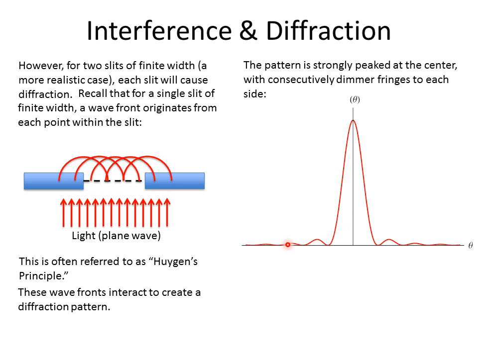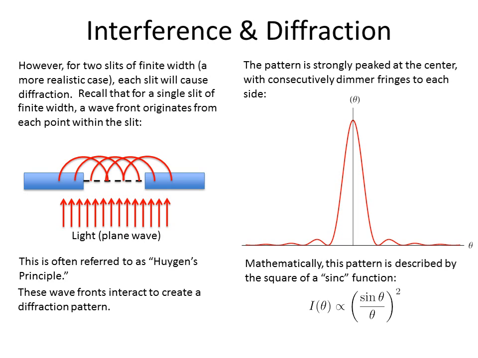So we get this wonderful pattern. It's called a sinc function, and it has the form where the intensity is proportional to the quantity sine of theta over theta, squared. So we call it a sinc function. It's a pretty well-known function, and it gets us a really cool pattern.